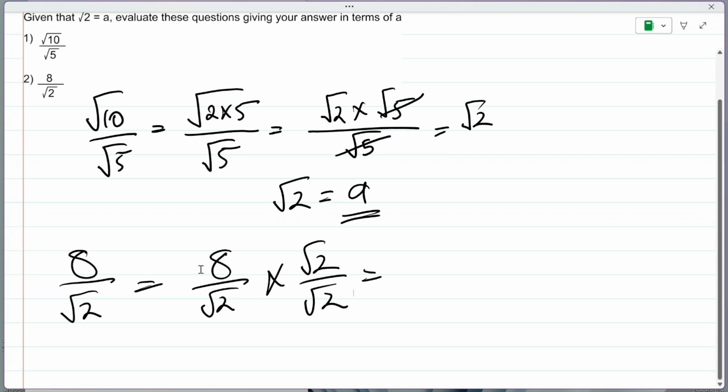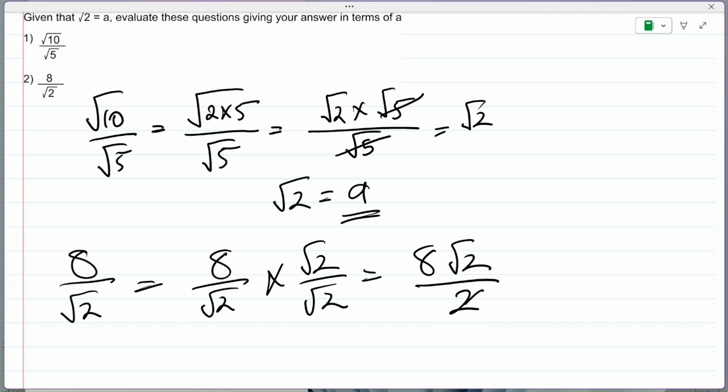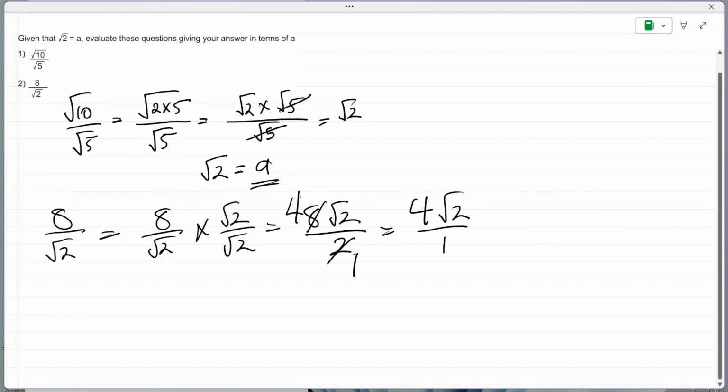Going back to the numerator, you have 8 times root 2 as 8 root 2 over, like done in multiplication of surds, root 2 times root 2 will give you 2, because root 2 times root 2 is root 4, and square root of 4 is 2. We've not finished, we can still cut. You can see 2 into 2 is 1, 2 into 8 is 4. Now we have this as 4 root 2 over 1, which is the same thing as 4 root 2.